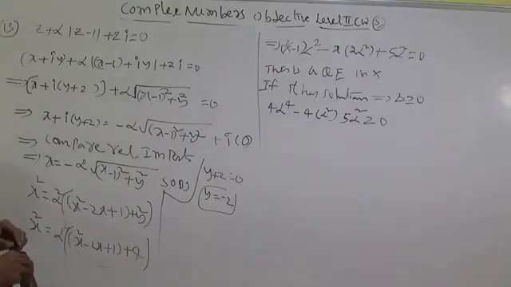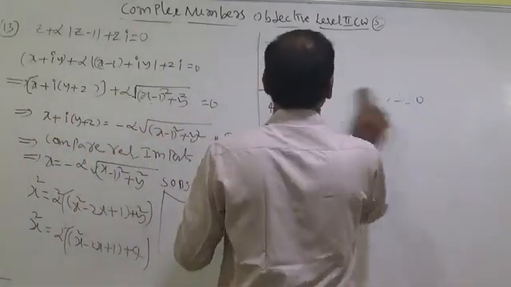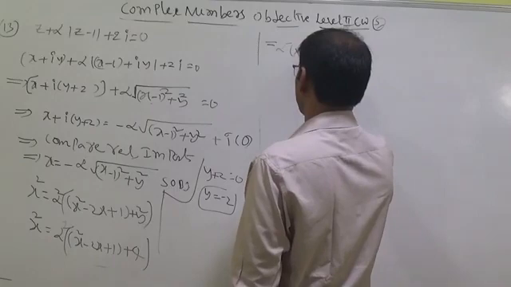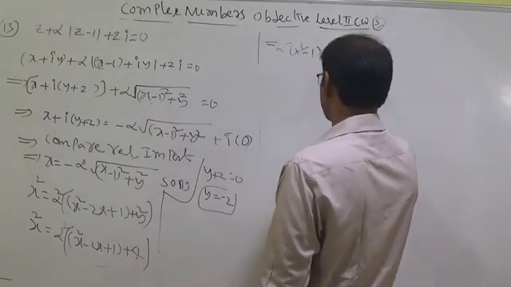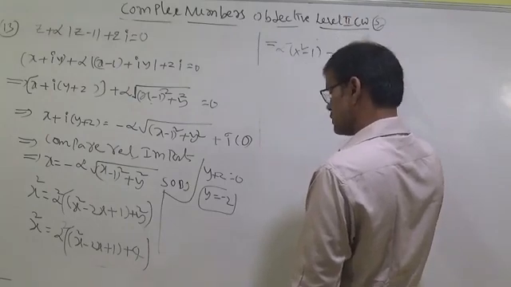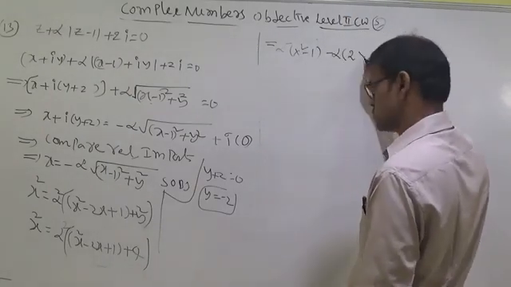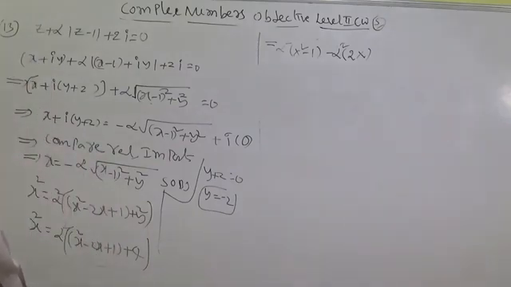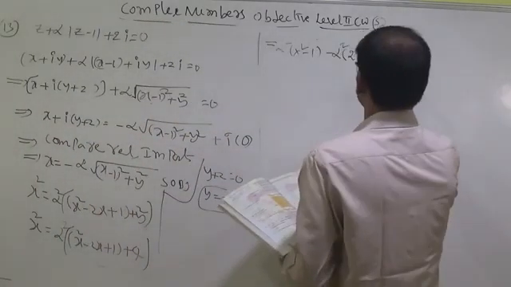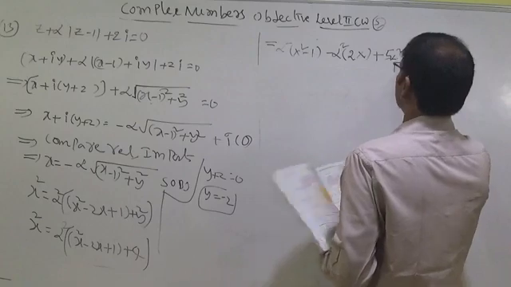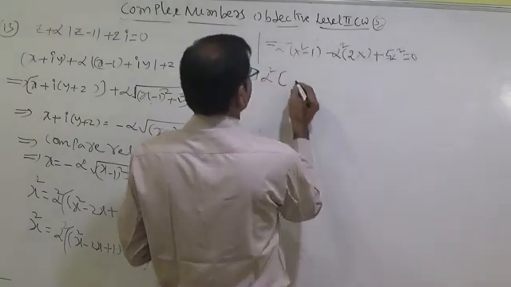Alpha square into x square minus 1. Alpha square into x square minus 1, minus alpha into 2x, 2x alpha square. For everything, alpha square you can take. Alpha 2x alpha square plus 5 alpha square equal to 0. Take alpha square common.